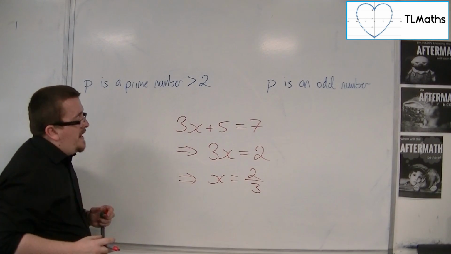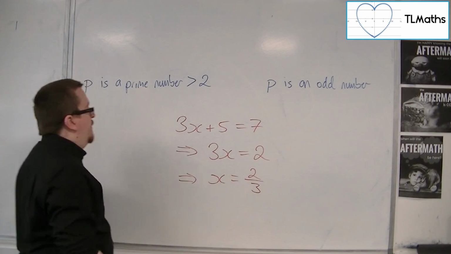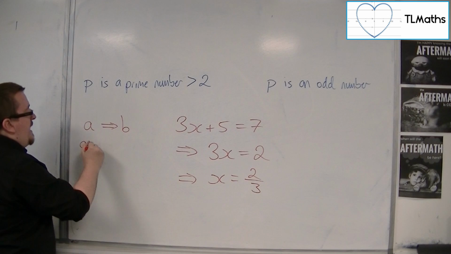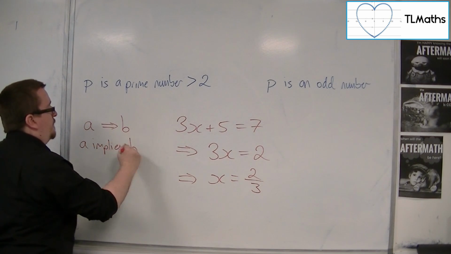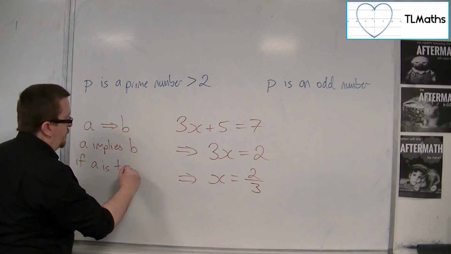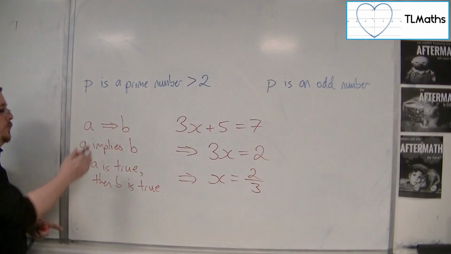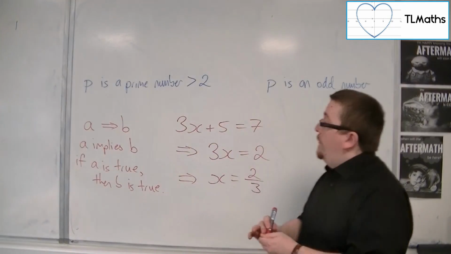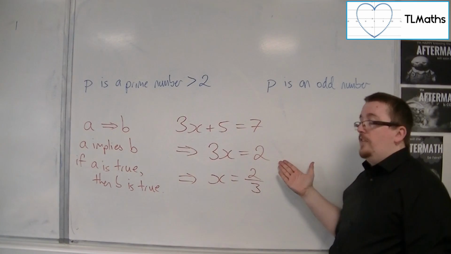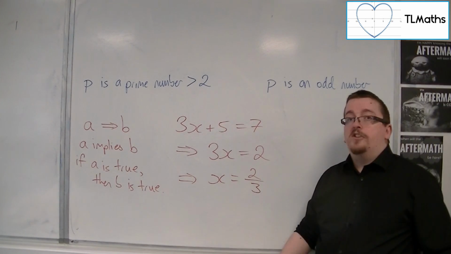So, what does it mean? Well, this arrow is an implication arrow. What I mean is that A arrow B means that A implies B. In other words, if A is true, then B is true. That is what this symbol means. So if 3x plus 5 equals 7 is true, then that must mean that 3x is equal to 2. And if 3x is equal to 2, that must mean that x is equal to 2/3.